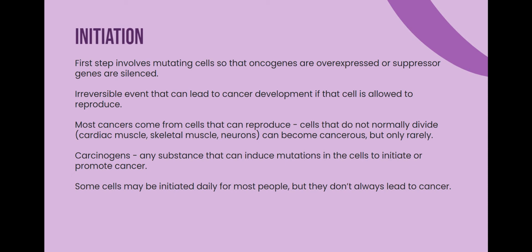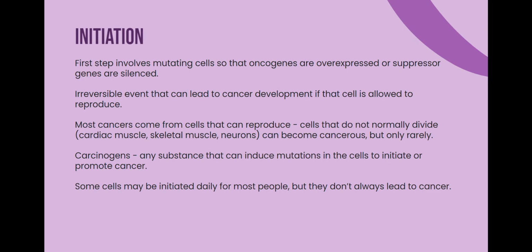Vaccinating against HPV would stop it at the level of initiation. So think about that. Initiation is our first step. And this is where the first mutational events happen. Oncogenes can be overexpressed. Suppressor genes are silenced. Guaranteed to have an exam question on that. Irreversible event. You can't go back to normal after you've changed that cell. And it can lead to cancer development if we allow things to go out of control.